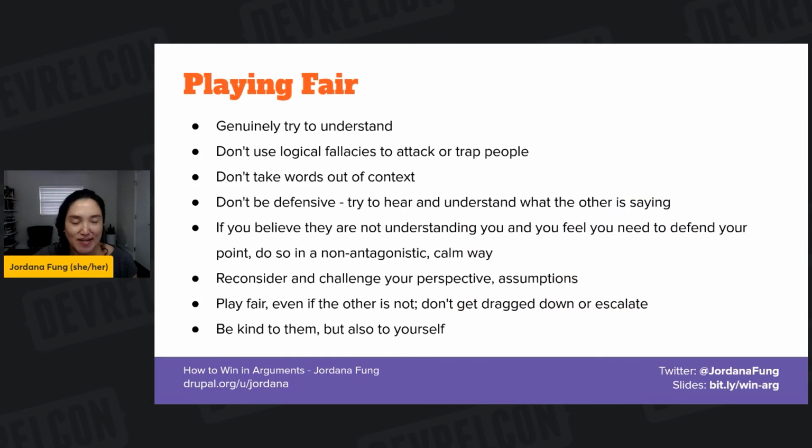So playing fair in a conversation, you should genuinely try to understand what is happening, what the situation is, and the other people involved. Don't be defensive. Don't use logical fallacies. Be patient and be kind to yourself as well as to the other folks. Sometimes we can get impatient with ourselves as well.